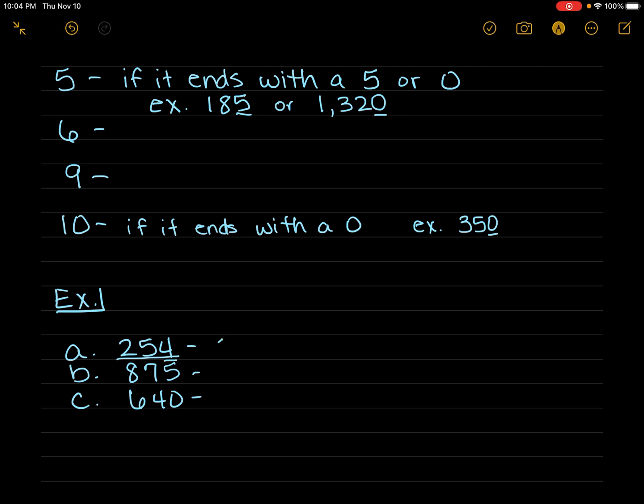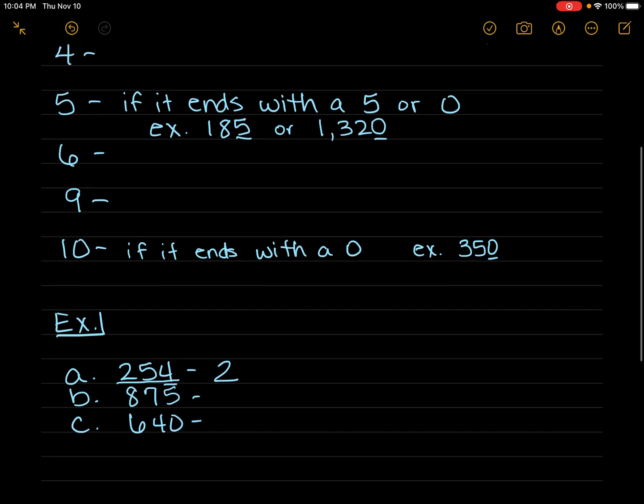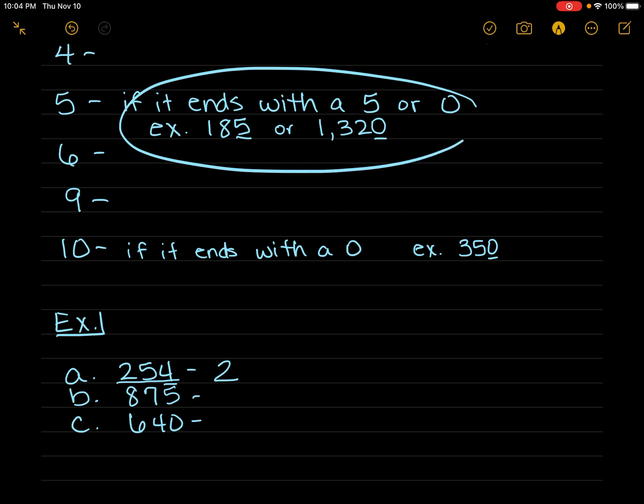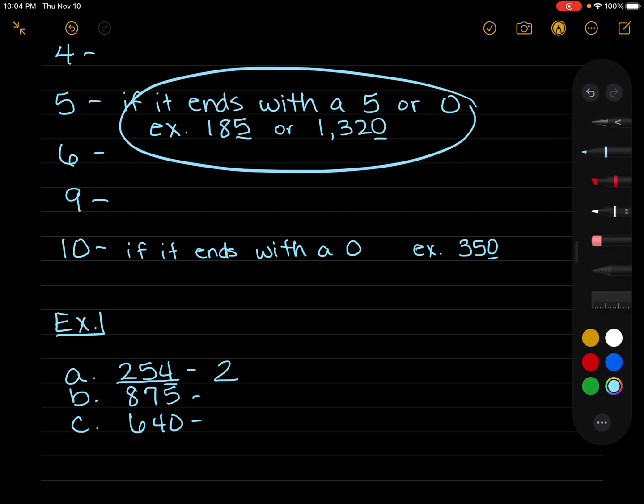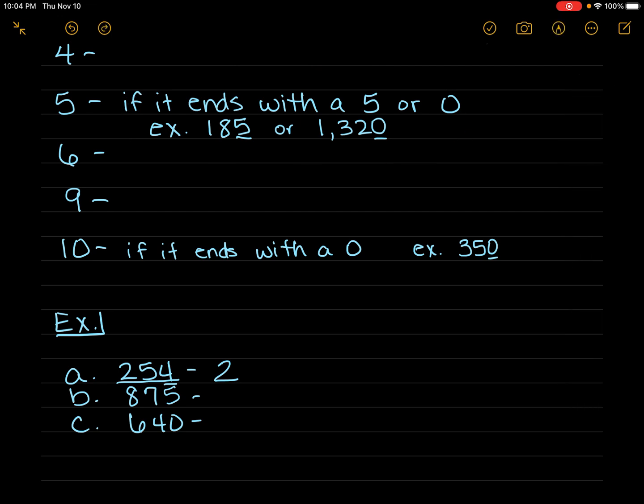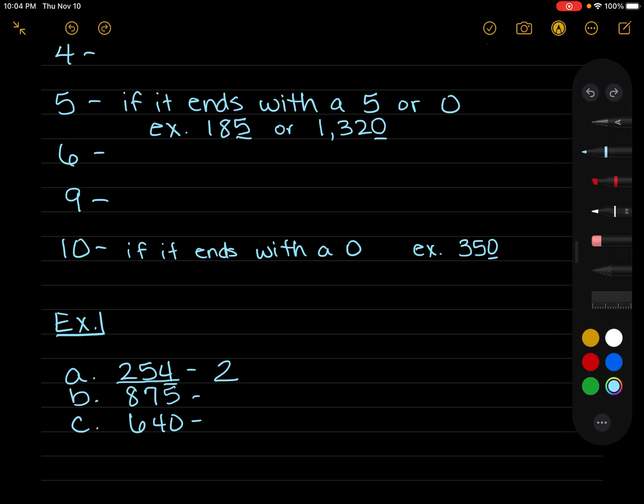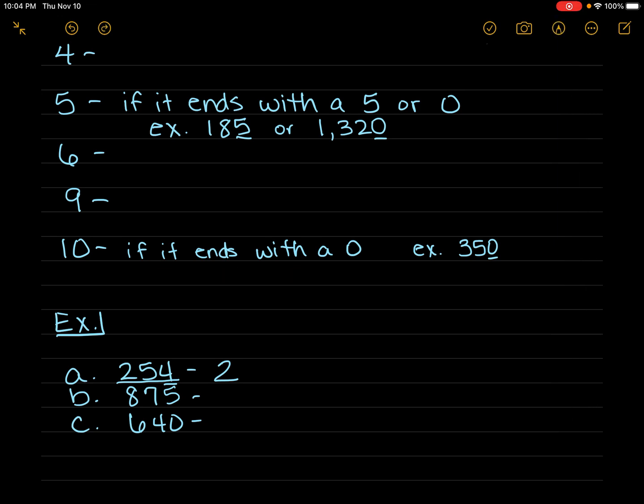So that 4 tells me that it's even, so it can be divided by 2. Can it be divided by 5? Well, look at the rules for 5. If it ends with a 5 or a 0. Well, this one does not end with either one of those, so it cannot be divided by 5. And then the last one, 10, says if it ends with a 0. Well, this number does not, so 2 is the only number it can be divided by.